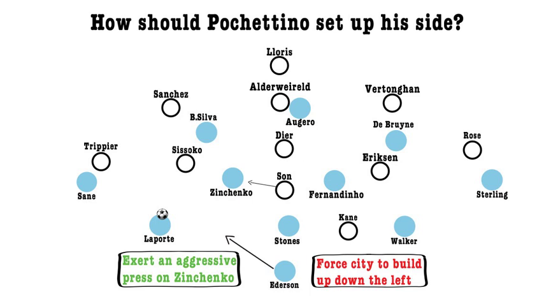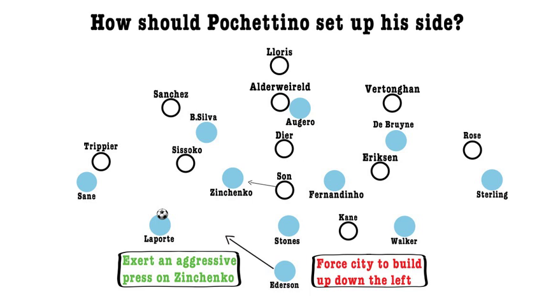Kane and Son should force City to build up from the left-hand side because out of Fernandinho and Zinchenko, Zinchenko is more prone to holding on to the ball for too long or having a bad first touch, giving Tottenham an opportunity to win the ball high up the pitch while City are out of defensive shape, which could be the best opportunity Tottenham get to score against City.